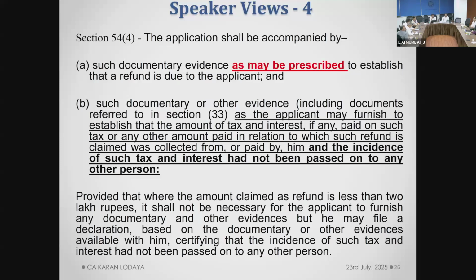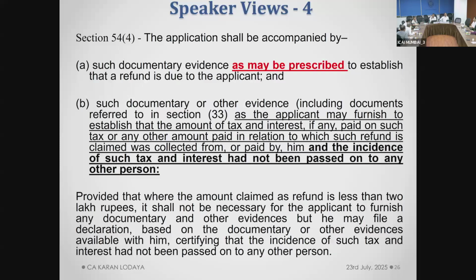The application shall be accompanied by such documentary evidence as may be prescribed to establish that the refund is due to the applicant. As may be prescribed, that is the rules, Rule 89. And such document or other evidence as the applicant may furnish to establish that the amount of tax and interest, if any, paid on such tax or any other amount, in relation to such incidence of tax, has not been passed on to any other person. It is the same thing, the same rule, 89(2)(M).